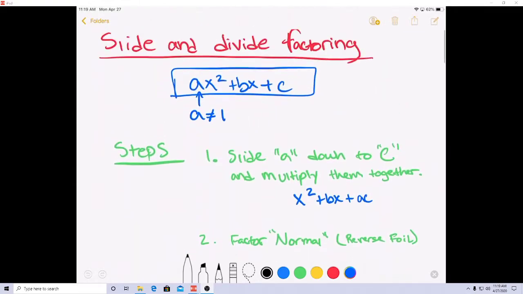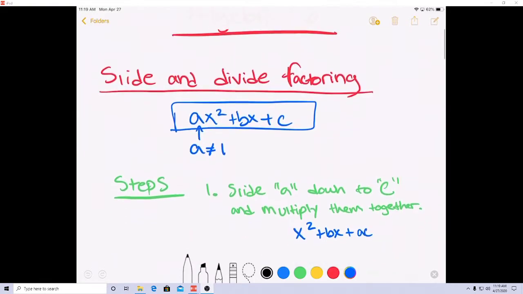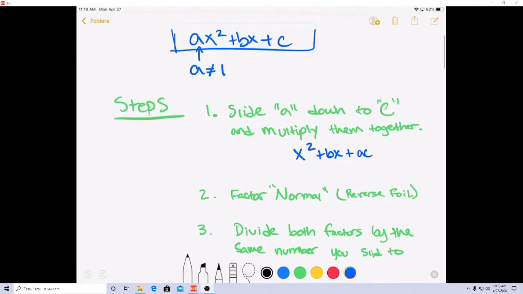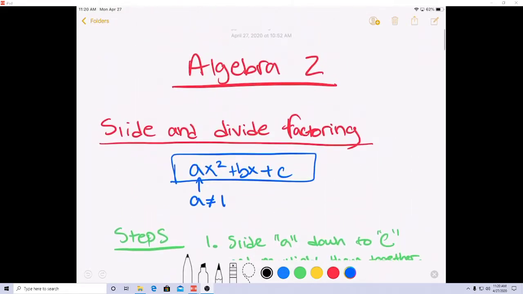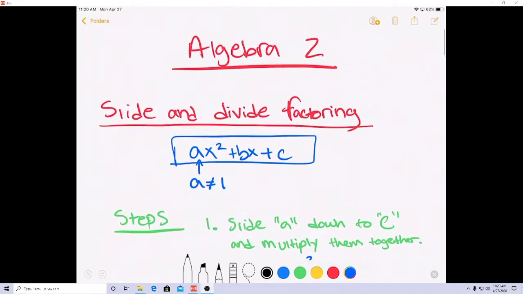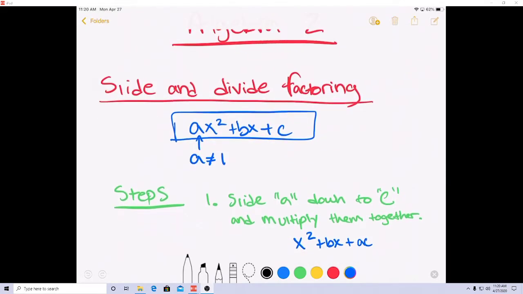Okay. So last week we covered the normal slash reverse FOIL method, which is the better name for it. And we covered, what did we do? GCF. Yeah, okay. GCF and our reverse FOIL. So this week we're going to cover real quick slide and divide, and this is just slightly different than the reverse FOIL method. You actually use the reverse FOIL method within it.